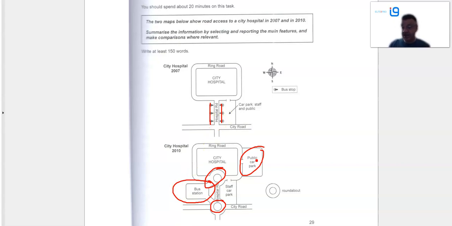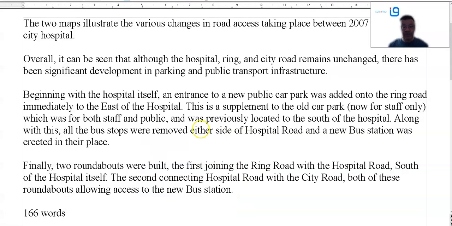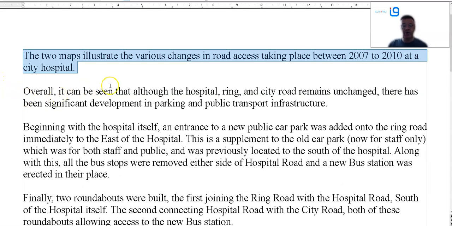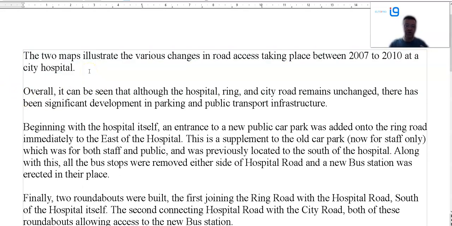Mine's only 166 words. Now, introduction. You can do that pretty quickly. There's nothing there, right? That's not going to affect your score. Just, the 2 maps illustrate changes in access to the hospital. That's basically it, right? Overview.